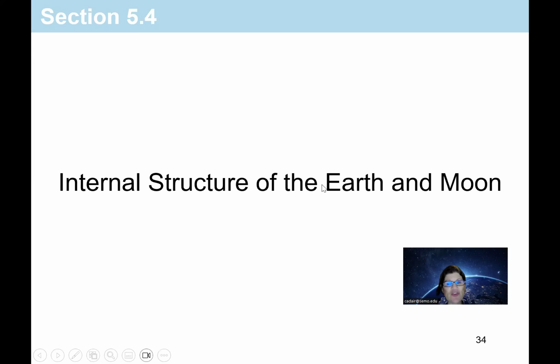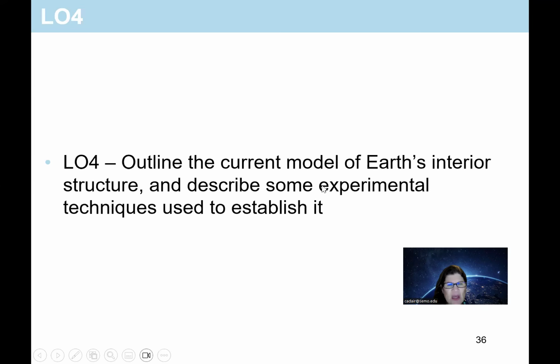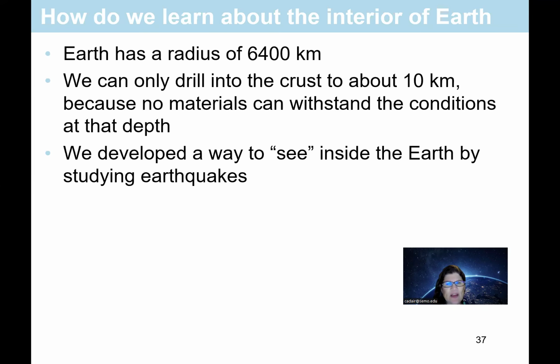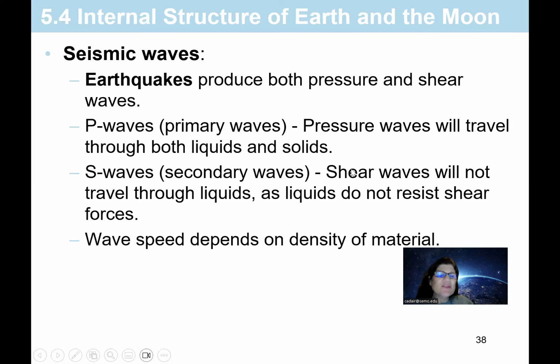So here's the internal structure of the Earth and the Moon again. The Earth has a radius of 6,400 kilometers. We can only drill into the crust about 10 kilometers because no materials can withstand the conditions at that depth. So all of our diamond-tipped drill bits are destroyed at that depth. We developed a way to see inside the Earth, though, by studying earthquakes. I think this is totally fascinating. So seismic waves: earthquakes produce pressure waves and shear waves.